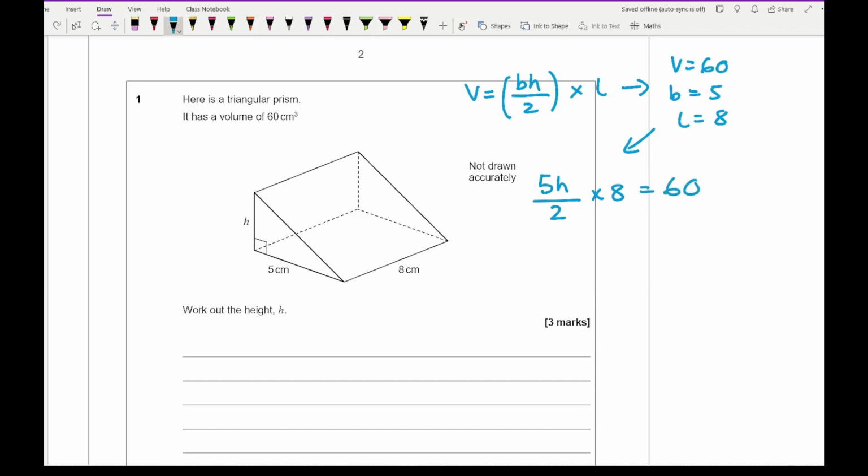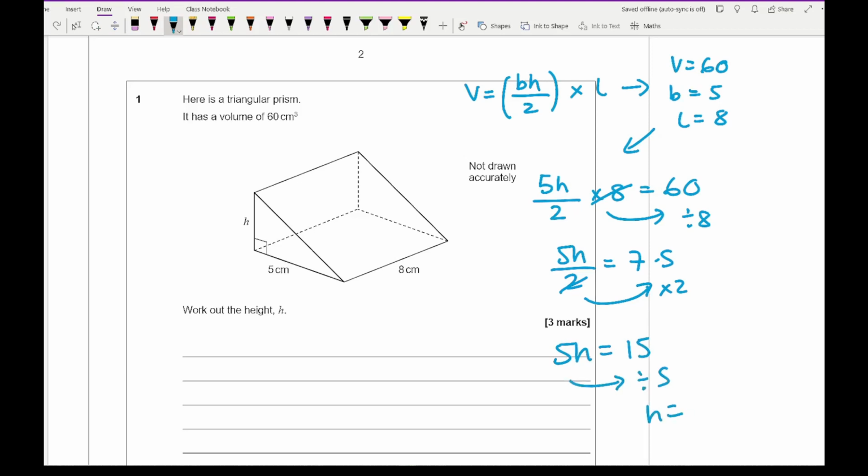So then if I get rid of the 8 by dividing by 8, I get 5h divided by 2 equals 7.5. If I then multiply the 7.5 by 2 to get rid of the 2, I get 5h equals 15. And then if I divide by 5, I get a final answer of h equals 3 centimetres.